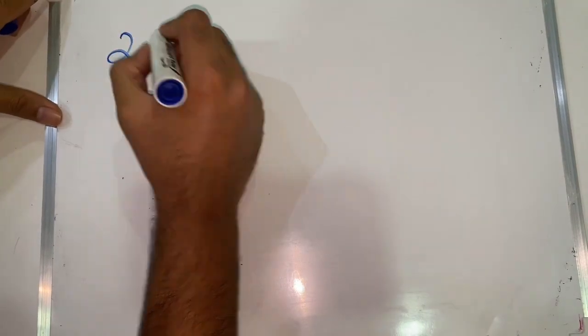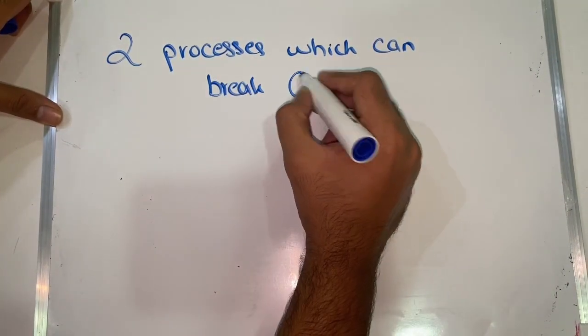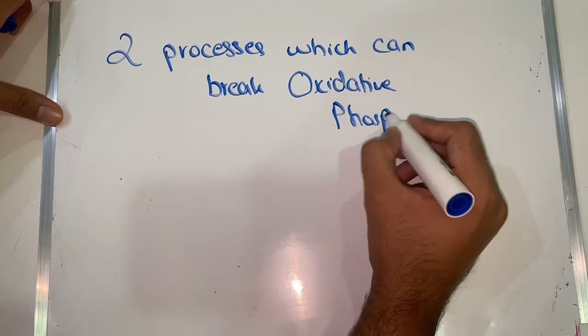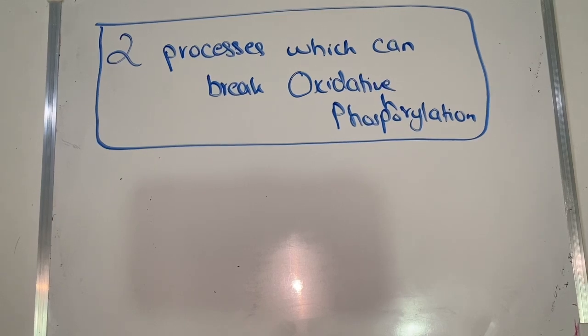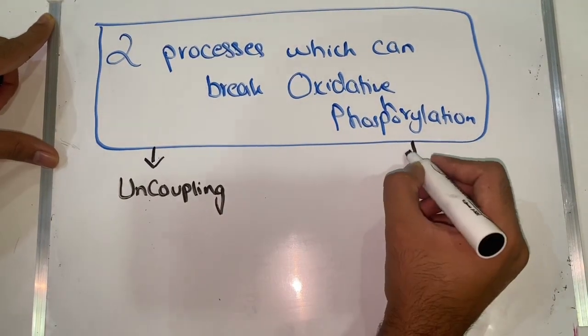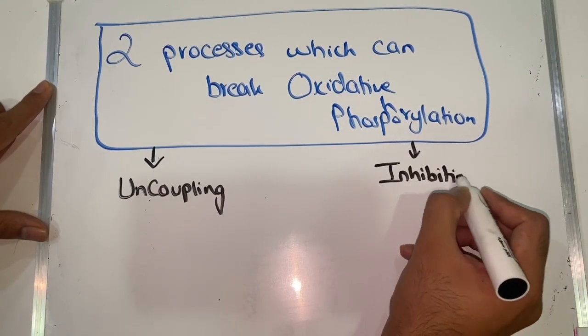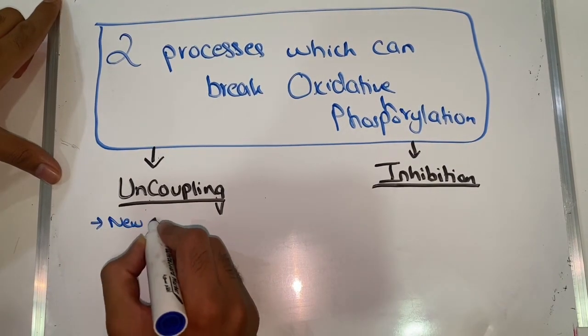Now, last but not least, there are two processes which can break down or block oxidative phosphorylation. Basically, one is uncoupling and the second is inhibition. These are the two processes which can disturb oxidative phosphorylation.